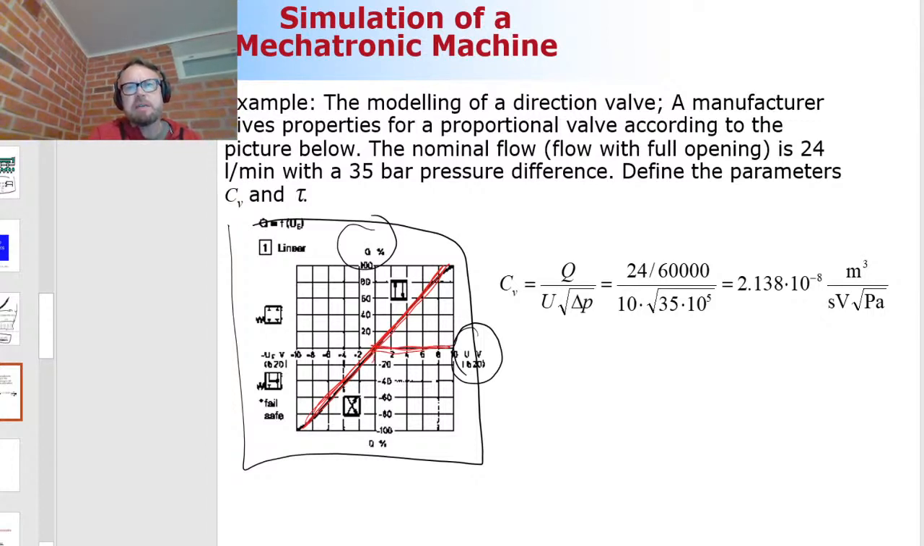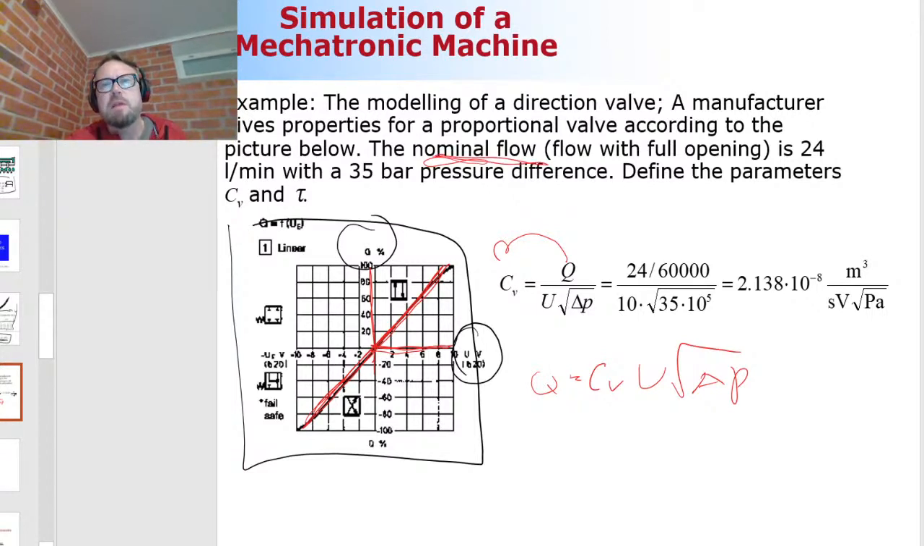So this is exactly the model that can be modeled by using this equation. When you take Q on another side of the equation, that's how it is. So Q is equal to the semi-empirical parameter, valve position, and the pressure difference under the square root. This characteristic curve mentioned that the nominal flow in a full opening is 24 liters per minute when the pressure difference is 35 bars. These are values directly obtained from the manufacturer's catalog.